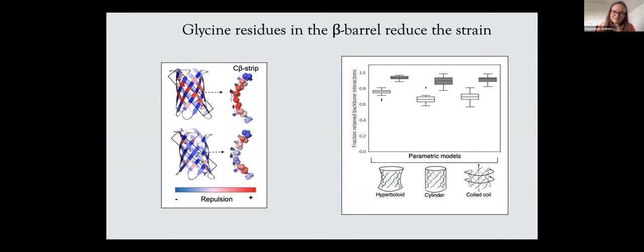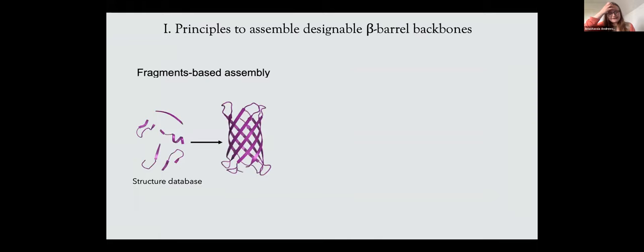However, we also saw that those backbones were significantly distorted after this relaxation. Basically, from this very regular arrangement of beta strands, the positions where we introduced the glycines were now forming distortions, irregularities or kinks in the cross section of the barrel. With all this evidence, we decided that parametric generation of beta barrel backbones was probably not the optimal way to generate beta barrels. And we turned to an alternative approach where we assembled the beta barrel backbones from small fragments extracted from the PDB, which is the classic Rosetta approach.